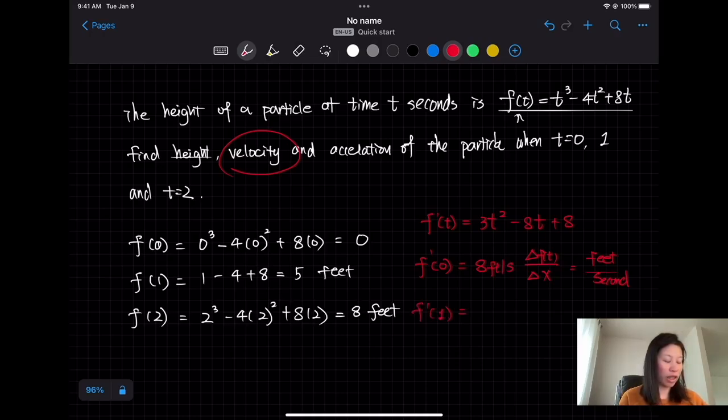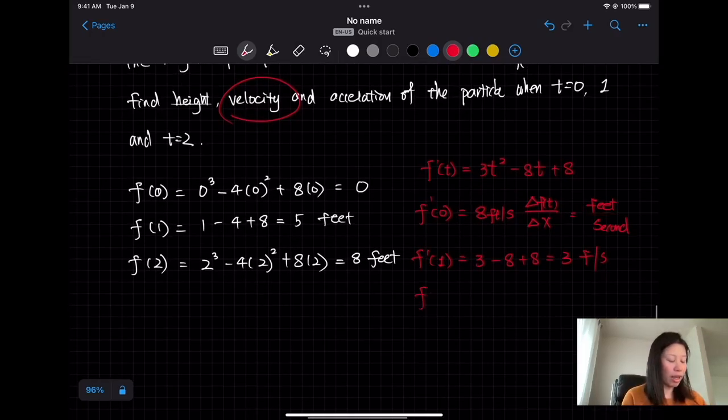So at the first second, the velocity is going to be 3 minus 8 plus 8, which is 3 feet per second. At the second second, you substitute into the function for the first derivative, and you will get the velocity equal to 4 feet per second. So at each of these times, the velocity is positive, and the particle is moving upward, increasing in height, right? Because they're all positive, that means the graph is going up.